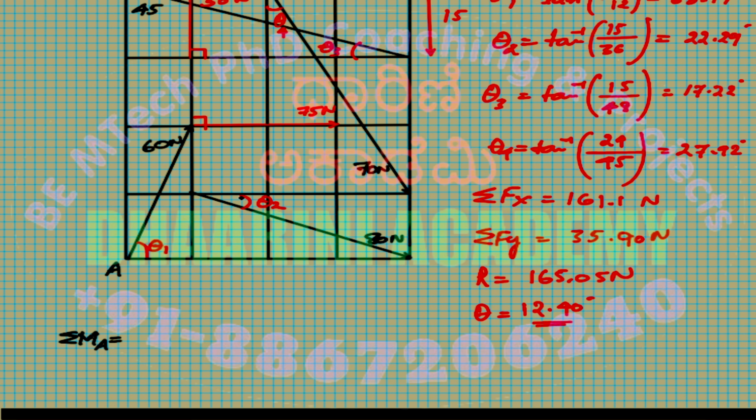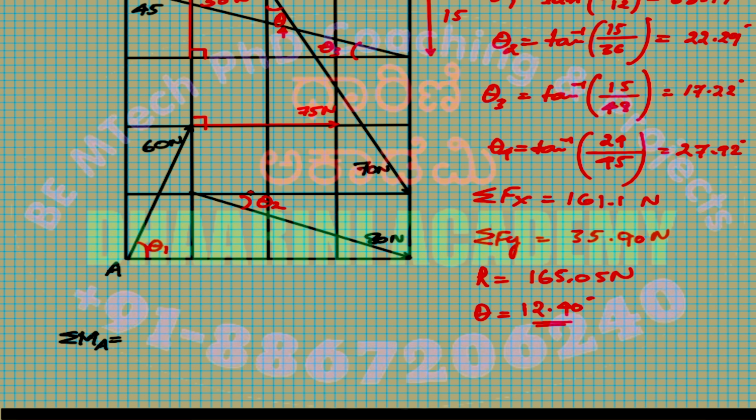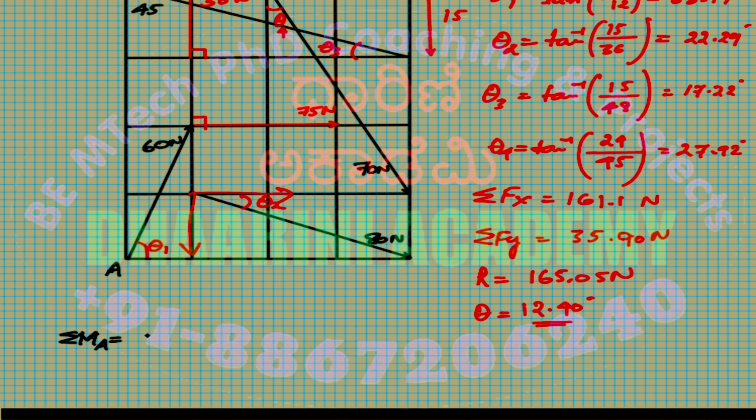The angle is given with respect to horizontal, that is theta 2, and I can split this into horizontal and vertical. The horizontal component will be moving from left to right, so let me mark it. Horizontal component will be like this, vertical component will be like this. Horizontal is moving to the right, vertical is from top to bottom. So with respect to A, both will be clockwise. Clockwise is negative, so both components will generate a negative moment.